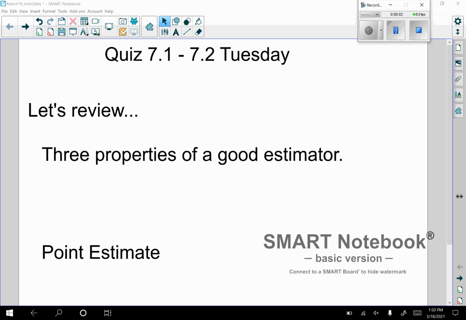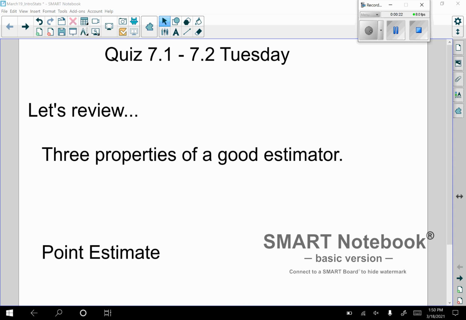Hello everyone, we're just going to do some review today over the two sections we've talked about, just so we know when to use which distribution and whether it's a z sub alpha over 2 or t sub alpha over 2. So I'm planning on a quiz Tuesday over section 7.1 and 7.2. On Monday we're going to start section 7.3.